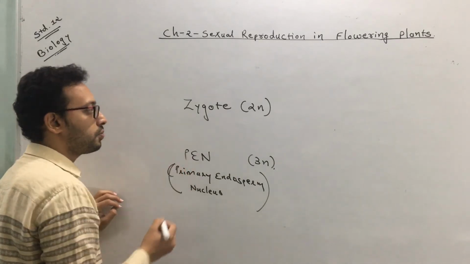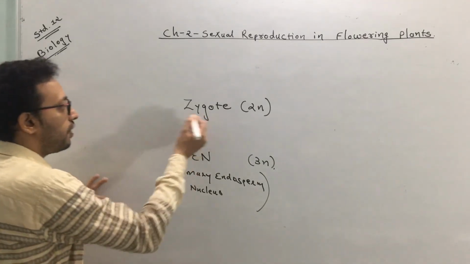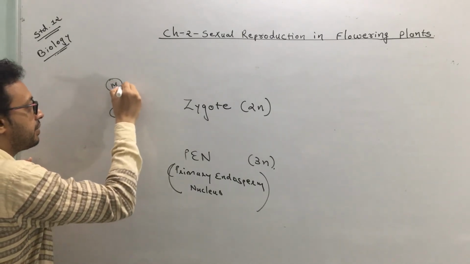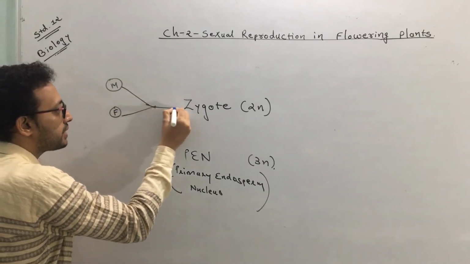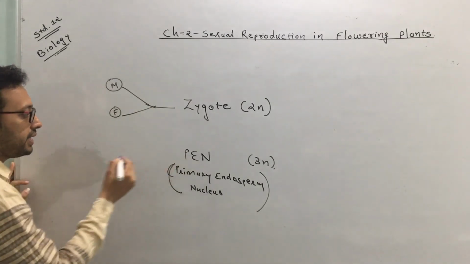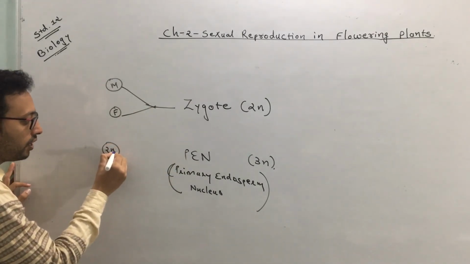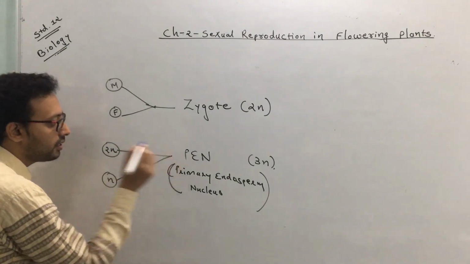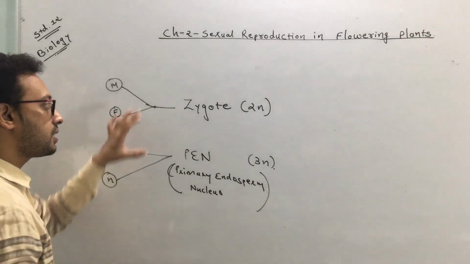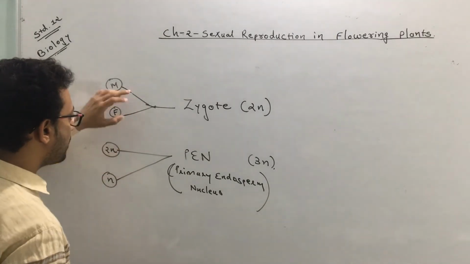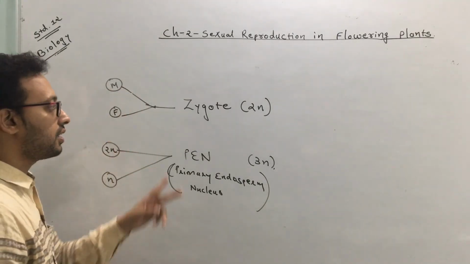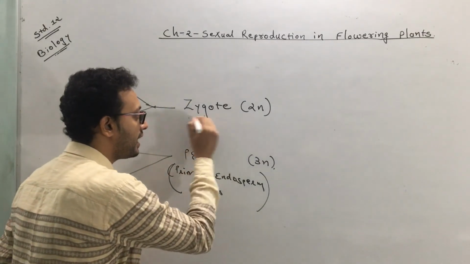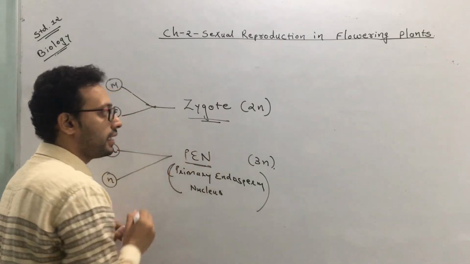Primary endosperm nucleus. The zygote is formed by a fusion of male and female gamete, both fused together in fertilization. PEN is formed by a fusion of polar nuclei 2N and the other male gamete, both fused together to form PEN, primary endosperm nucleus. As there are two fertilizations, first and second, two fusions occur, so that's why we call it double fertilization. But ultimately we have two products, one zygote and the second one PEN.